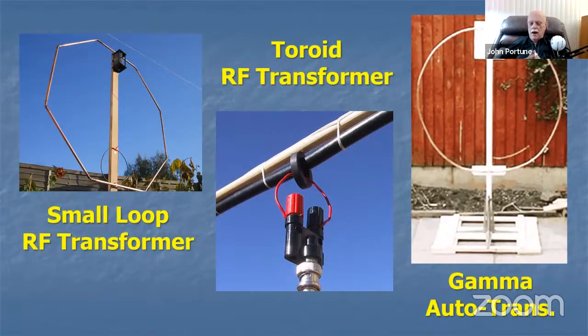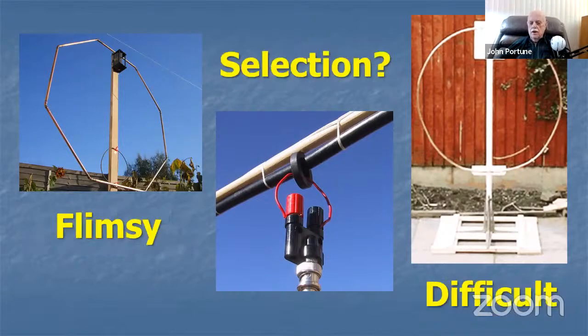How about feed and match? Well, most hams use one of these three methods. The small loop, or the RF transformer there at the left, shown on that octagonal loop. Some hams use a toroid around the central loop, which in this case was a piece of RG8 coax, again too small, and some hams use gamma matches. I hate gamma matches. They're the hardest form of all matches, although they do work. The small inductive loop is flimsy, hard to mount. Selecting the toroid is difficult for the central method, and the gamma match, I never like gamma matches. They're very hard to build.